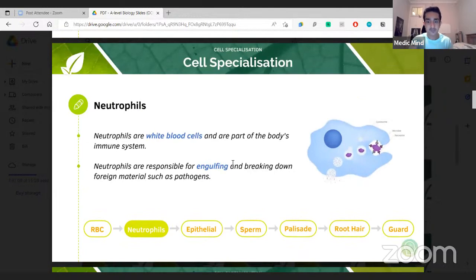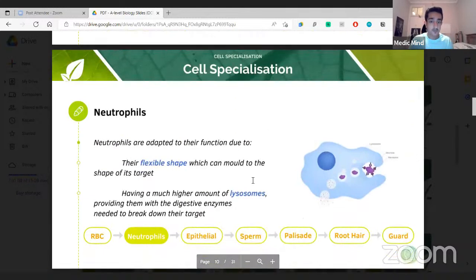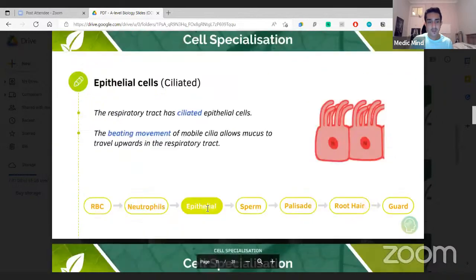Neutrophils have lots and lots of lysosomes because their entire function is to break down foreign material. So they're going to have a large number of lysosomes. Neutrophils also have a flexible shape, which means that they can mold and swim around other structures that are present in the blood.